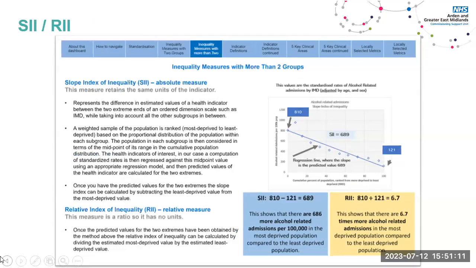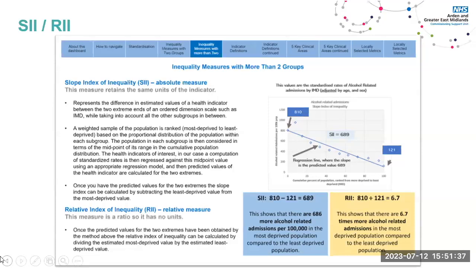So we apply our SII approach, which is using our R script, which looks at opposite ends, the extreme ends of the scale for the quintiles, and then works out the difference there. So you can see here, for instance, 810 minus 121, which is 689. So that shows 686 more alcohol-related admissions per 100,000 in the most deprived population.